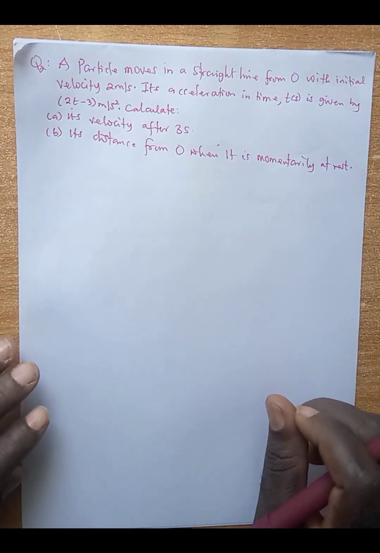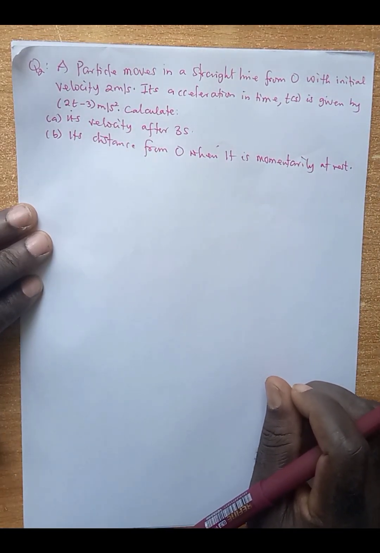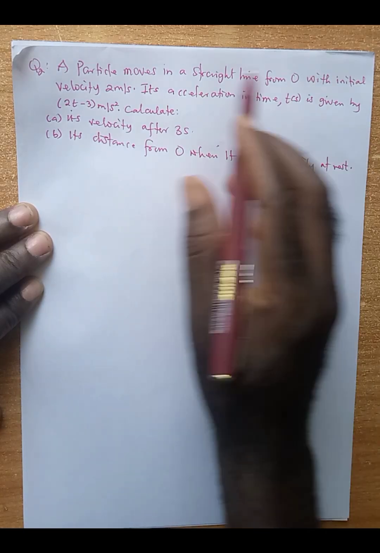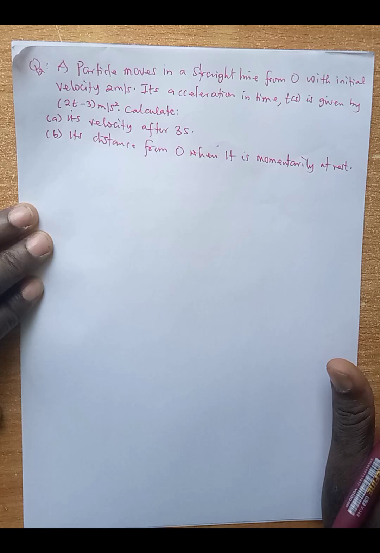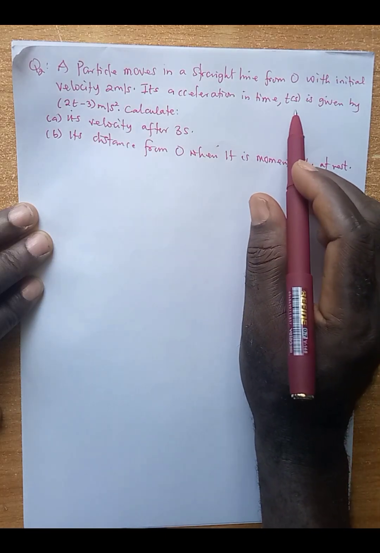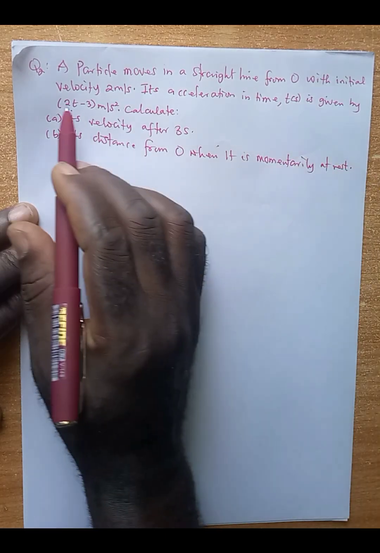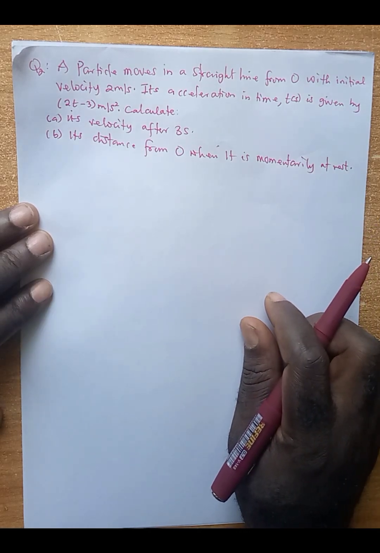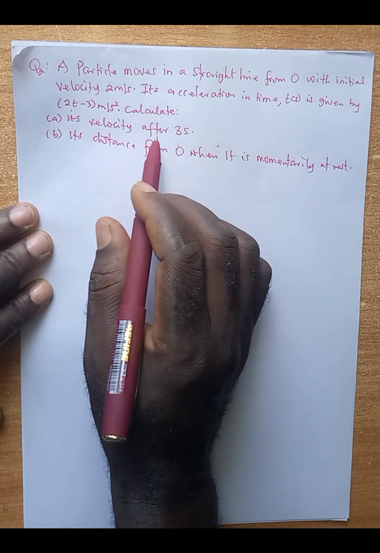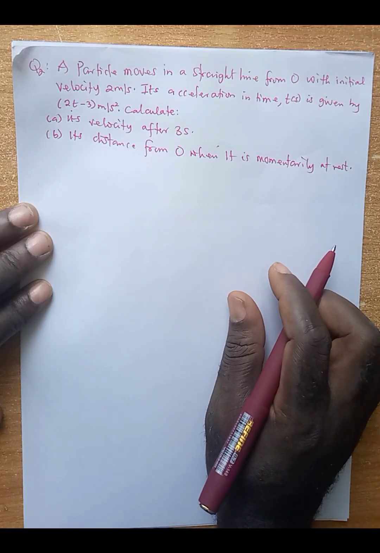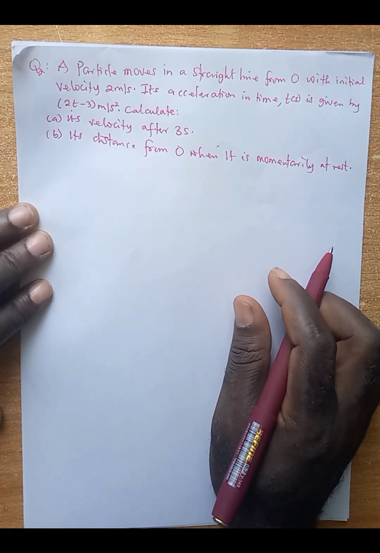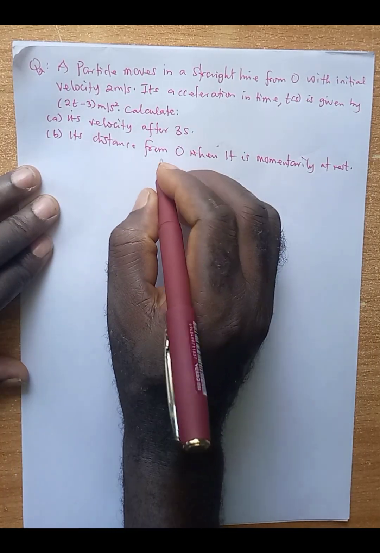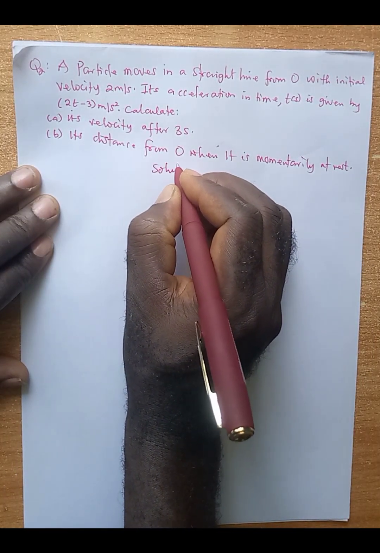Okay, let us take a look at number 2. The question says that a particle moves in a straight line from O with initial velocity 2 meters per second. Its acceleration in time t seconds is given by 2t minus 3 in meter per second square. We have to calculate A, its velocity after 2 seconds, B, its distance from O when it is momentarily at rest. Now let us quickly look at the solution to this.